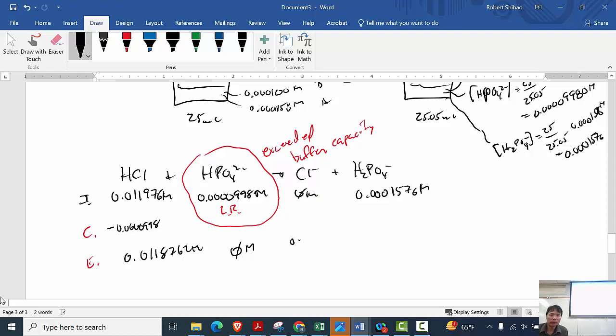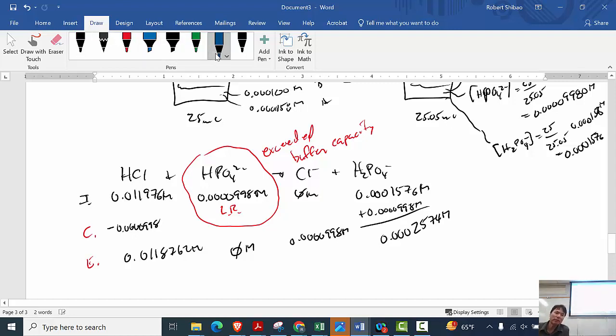Chloride's going to grow by 0.00000998. And H2PO4 minus is going to grow by that too. So this is going to be plus 0.00000998 molar. And so I'll have 0.0001576 plus 0.00000998. And it's going to give me 0.0002574 molar.